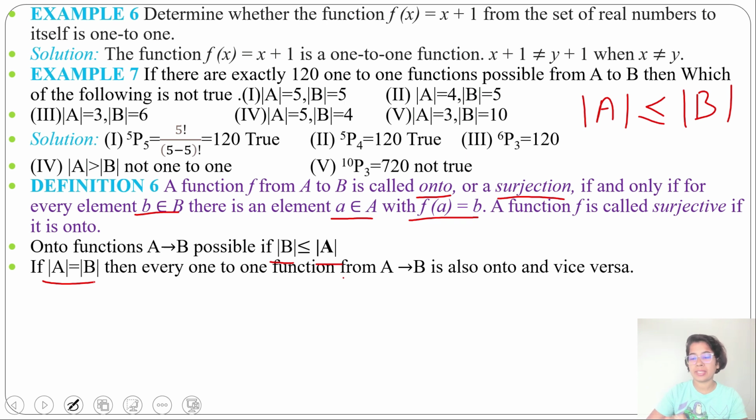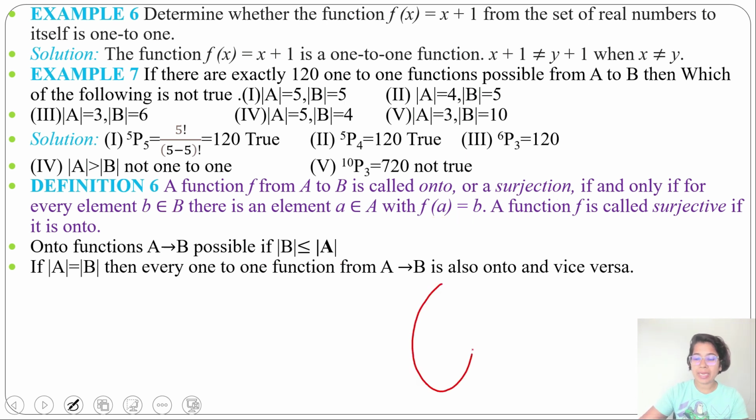and vice versa. In case of one-to-one, two elements cannot map to the same element of set B, but here two elements of set A can map to one element of set B, but every element of set B should be the image of some element of set A.